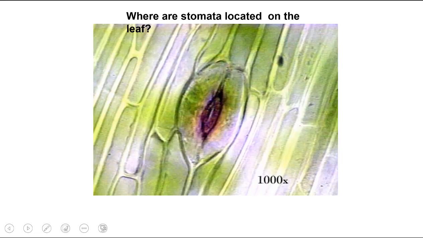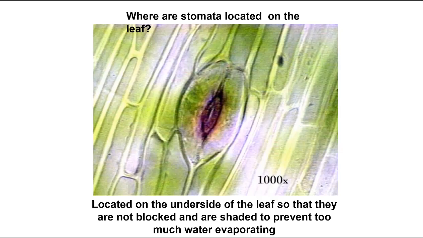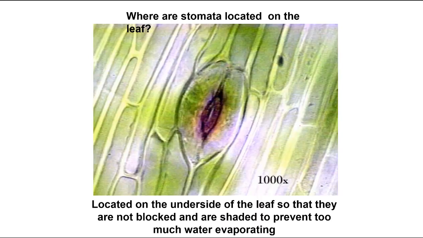Now, one of the parts of this is understanding where you find stomata. You'll have noticed that you only see them on the lower surface of the leaf, so within the lower epidermis. Now, they're found there so that they don't get blocked easily, and because if they're on the lower surface of the leaf, they allow gases to enter and leave, but they don't allow water to leave as easily, so they help prevent water loss by being at the bottom.